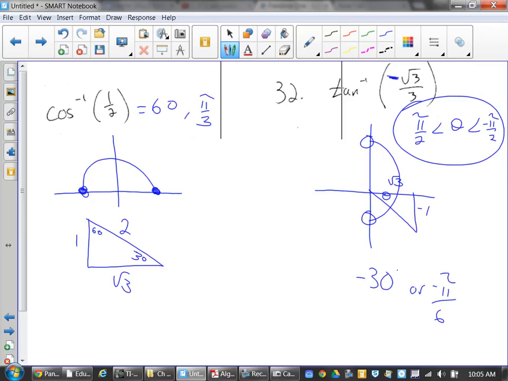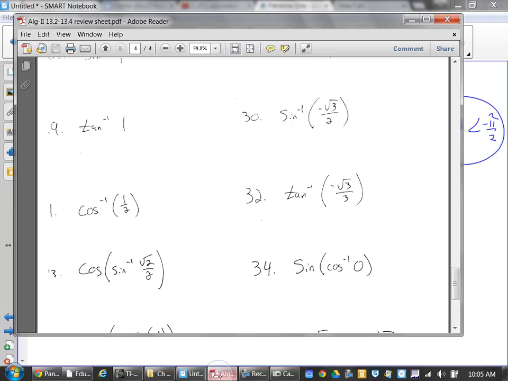Yes, ma'am? So, say if they gave you the inverse of tan and it ended up being on the 90 or 270, would that be a solution? It would just be undefined. Undefined, yep. What was the number you wanted to look at again? Was it 30? Okay.